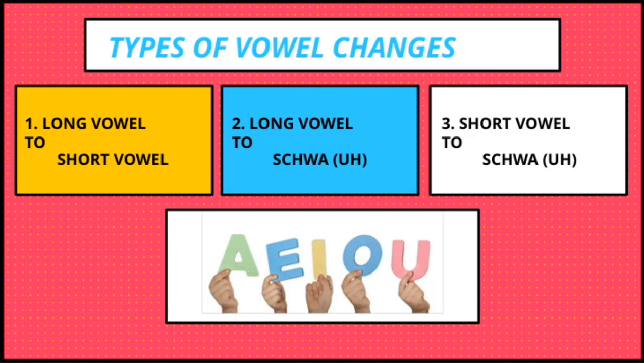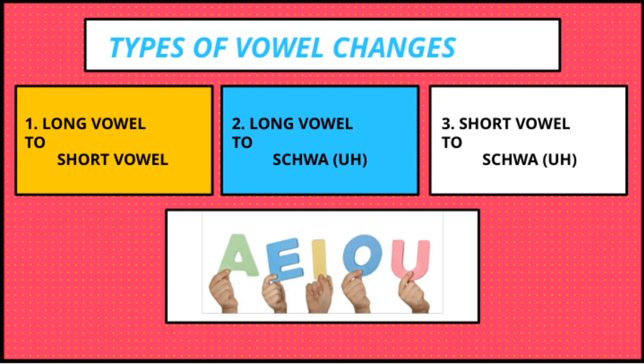Let's take a closer look at the different types of vowel changes. First, we have the short vowel to schwa, which is often an unstressed, neutral sound. This kind of change happens quite frequently in English, especially in unstressed syllables.